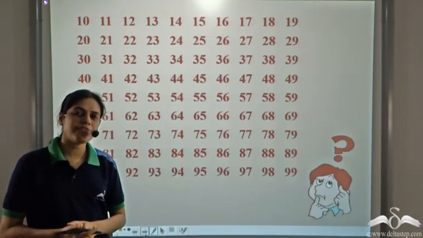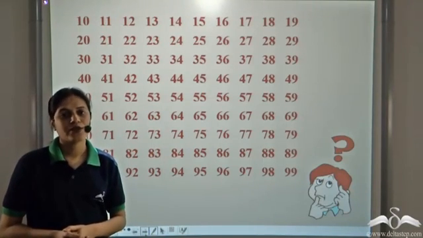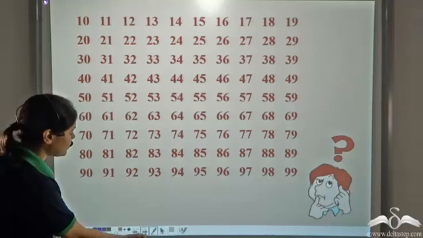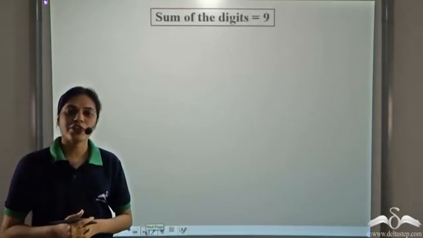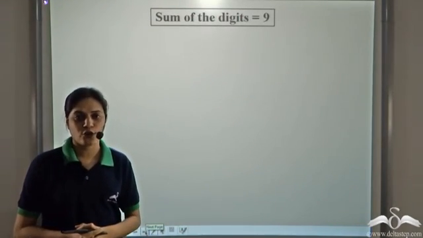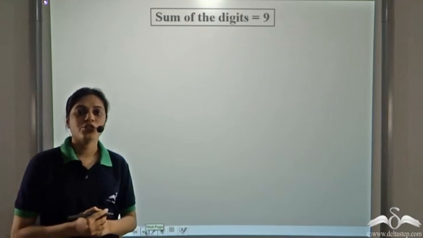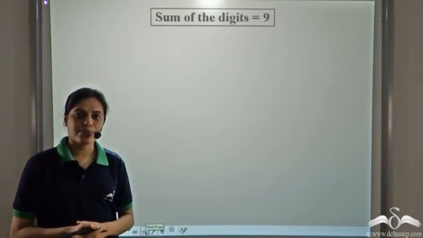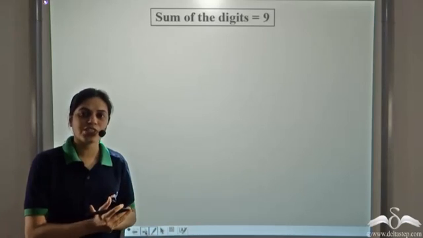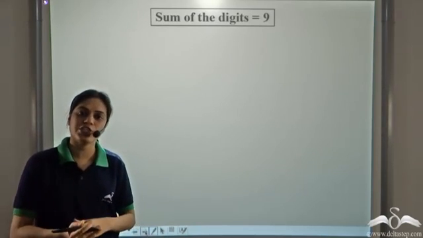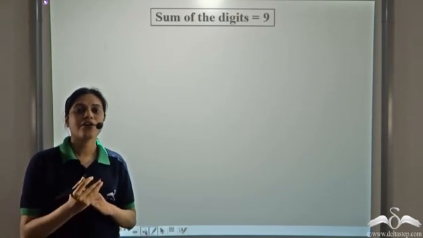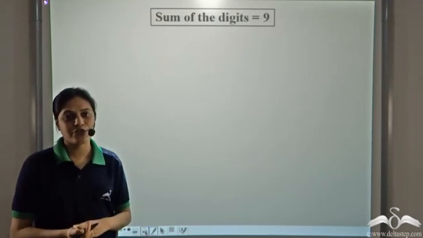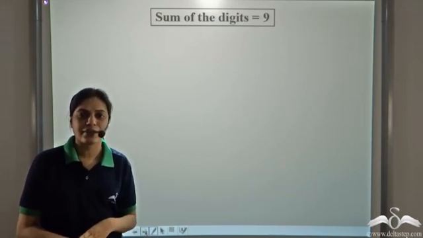So let me simplify it a bit for you. I'll give you a hint. The sum of the digits of the number which I have thought of is 9. So now you can consider all the 2-digit numbers, add the tens digit and the units digit of each number and check which are the numbers which give you the sum of the digits as 9.